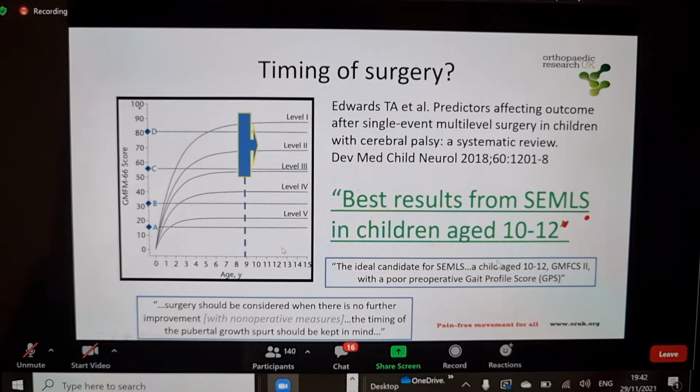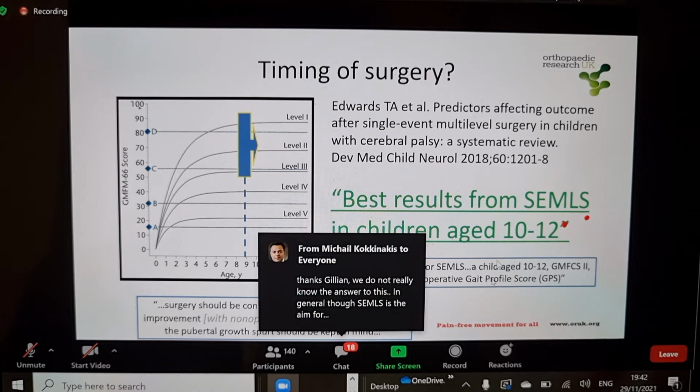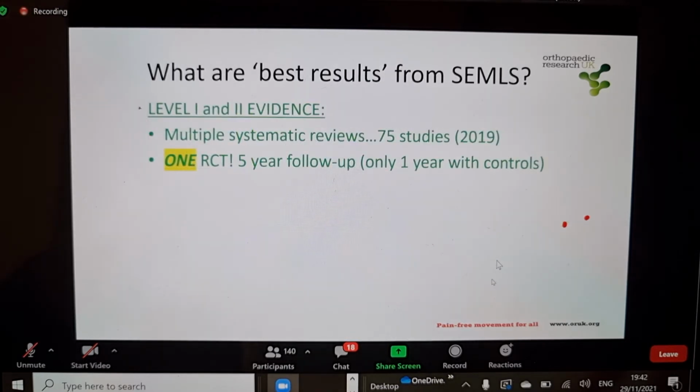So the Oxford group also mentioned that you should consider surgery when there is no further improvement with non-operative measures, by which they meant Botox and splintage and physiotherapy programs of various types. So for them, it was quite clear. Surgery is a treatment of last resort. And that's really largely the way SEMLS is considered.